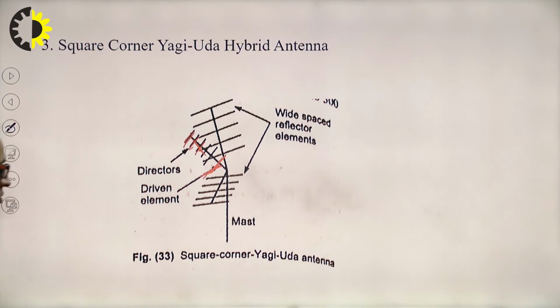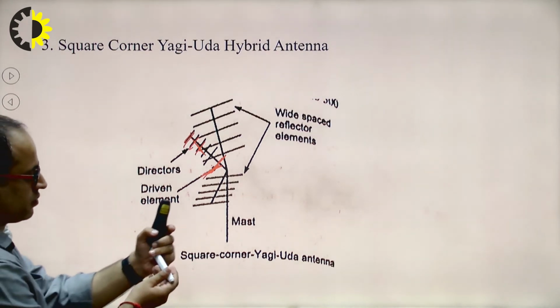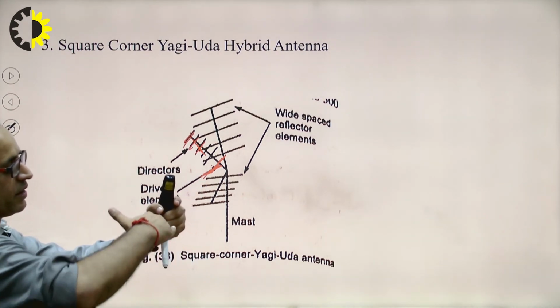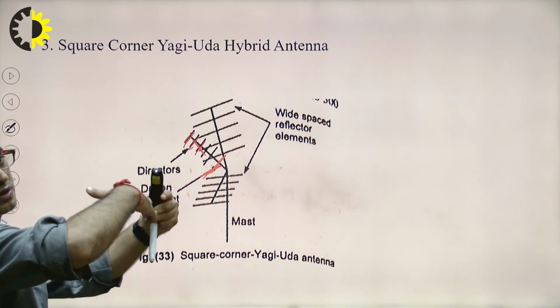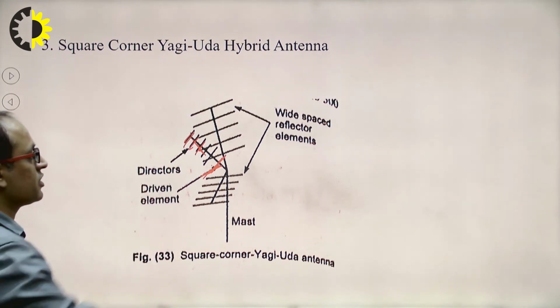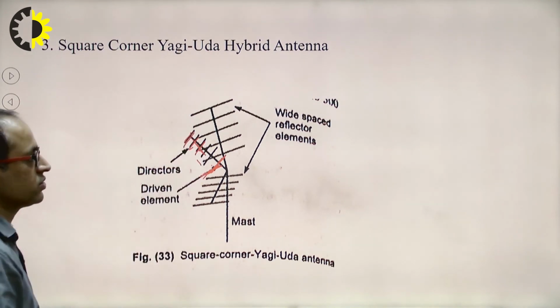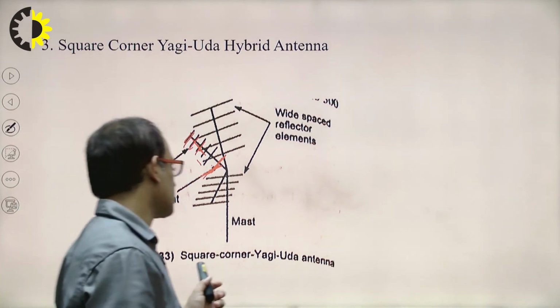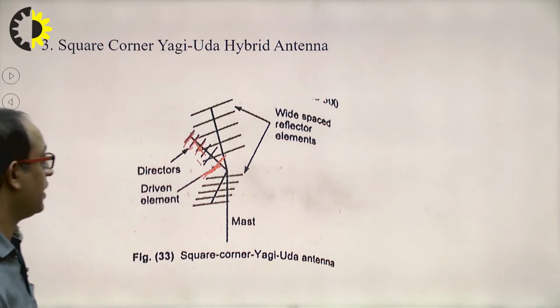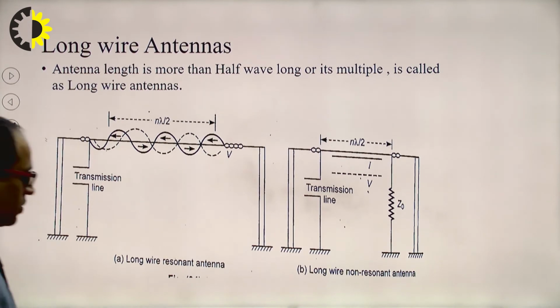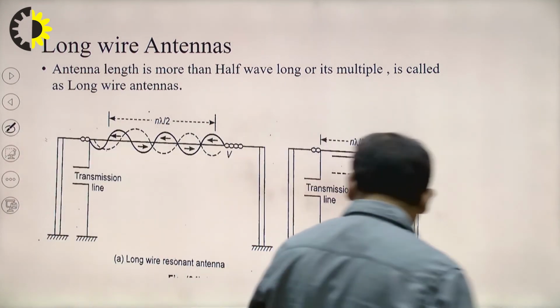So these act as a reflector, and in between there is a driven element, and directors are also attached to this one. So this one is the square corner Yagi-Uda antenna. Now the next topic is the long wire antennas.